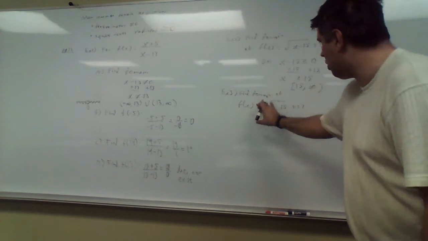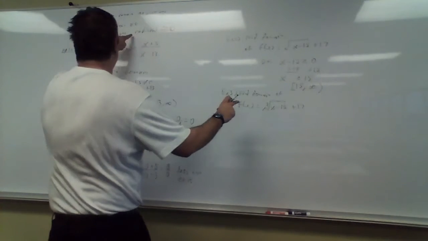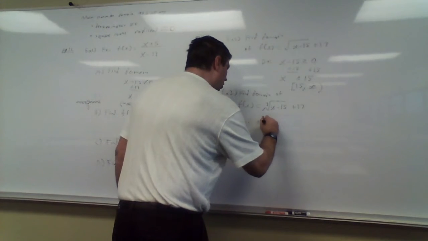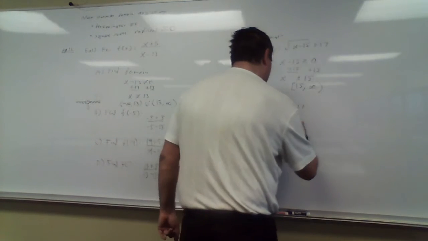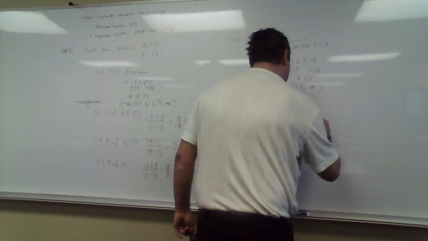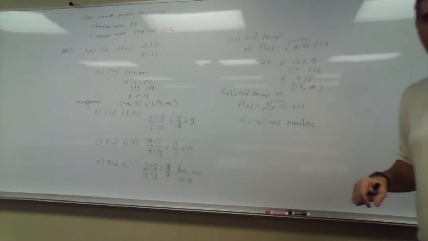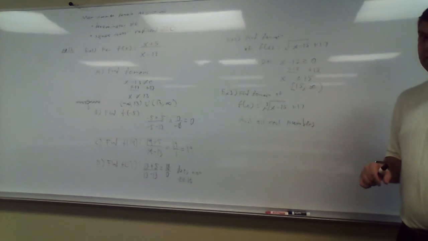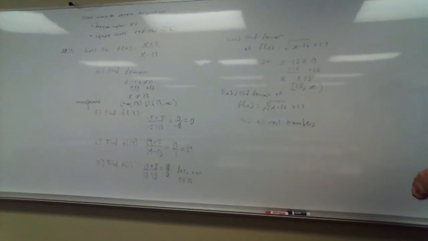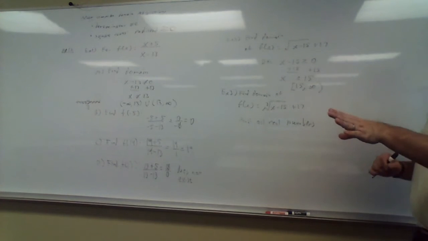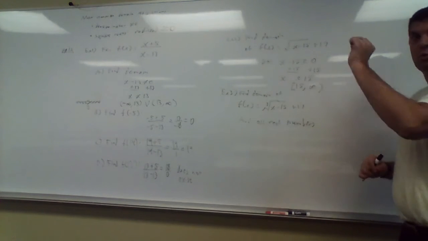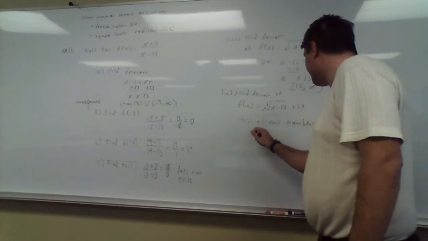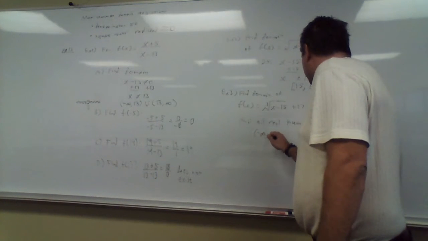Now for a cube root function, this doesn't apply. So the answer is all real numbers. Remember, the cube root of a negative number is a negative number, which is real value. The cube root of a positive number is a positive number, which is real value. That's different from the square roots of negative numbers. Square roots of negative numbers are not real value. So in interval notation, all real numbers is negative infinity to infinity.